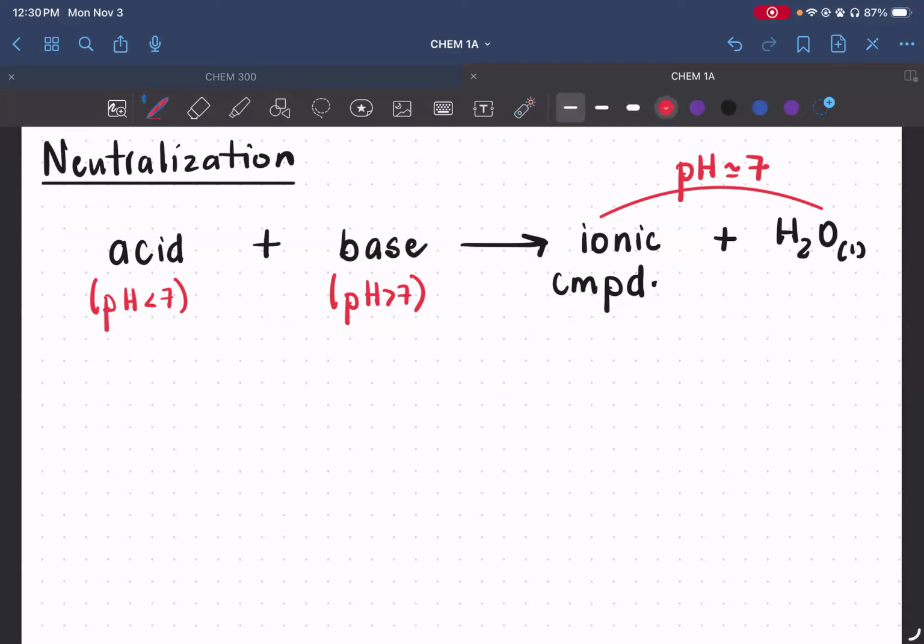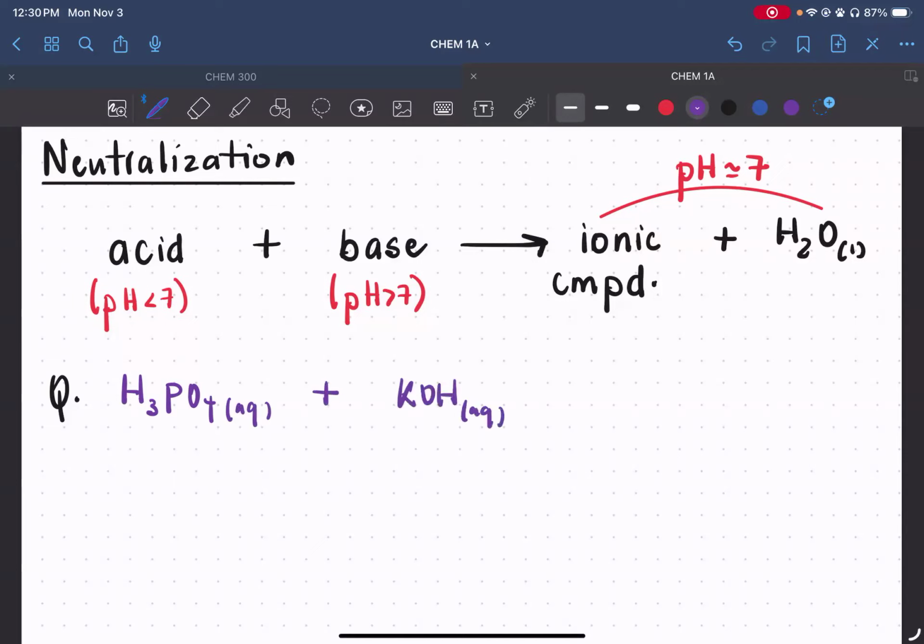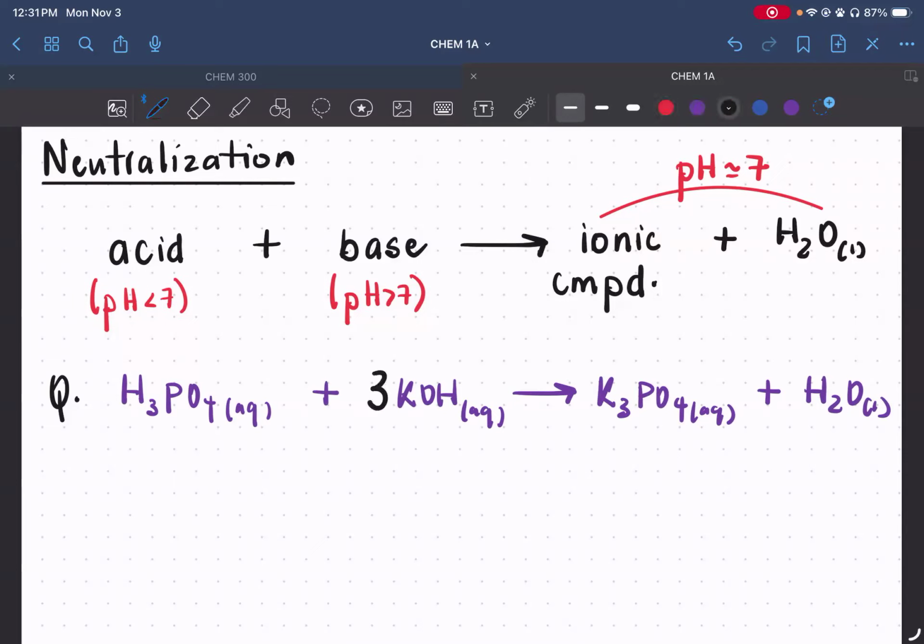An example of a question I could ask you based on neutralization is a question that you may be all too familiar with. I'm going to give you an equation. Here is the reaction between H3PO4 and KOH to give us K3PO4 and water. To balance this equation, we're going to put a 3 in front of the KOH and a 3 in front of the H2O.